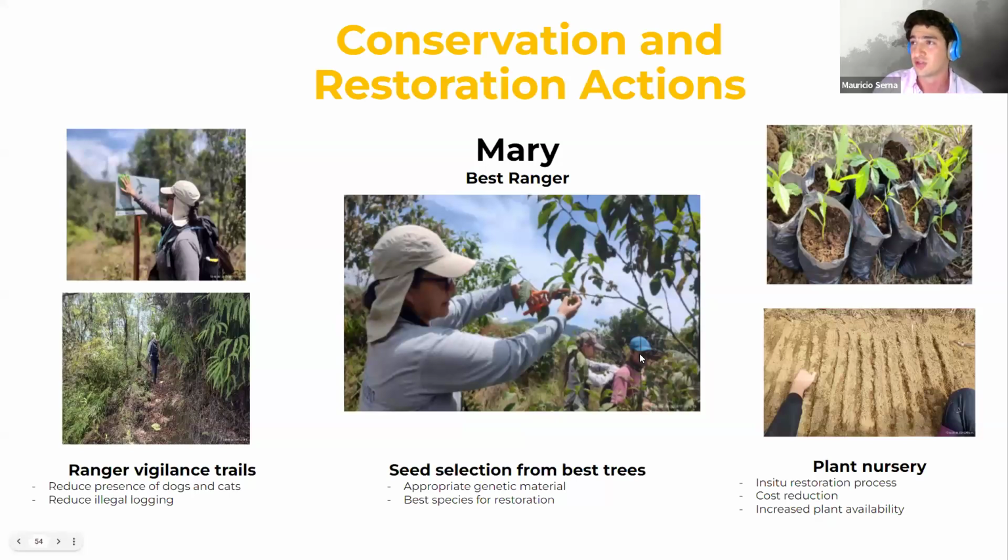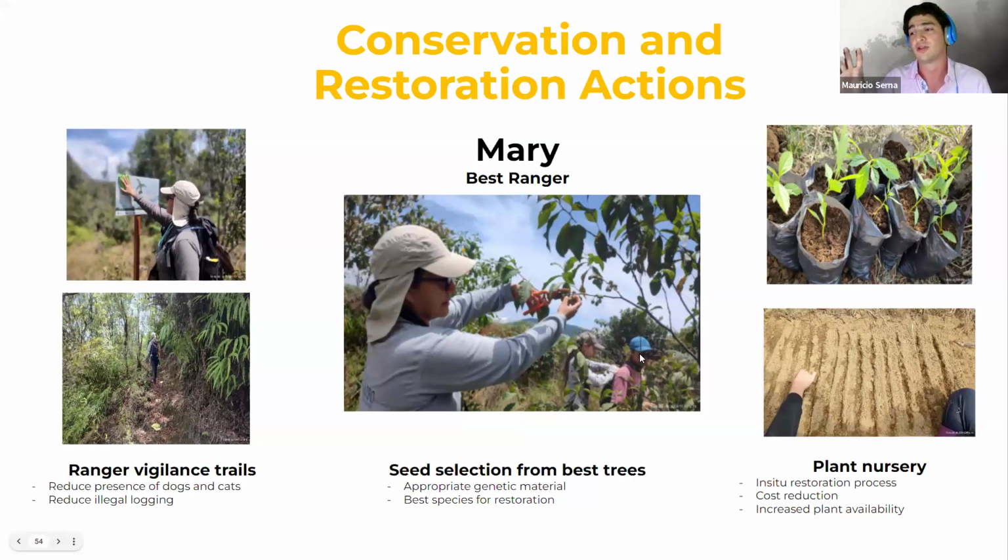We've also started doing conservation and restoration actions. We want to thank Mari because she has been a great ranger, super dedicated to conservation. She's been doing vigilance trails in order to reduce the presence of dogs and cats, which are a really big threat to biodiversity and to all the wildlife that we can find in El Globo. Because of the vigilance trails, she's also reduced the illegal logging on this farm that I showed you. She's also been selecting seeds from the best trees.